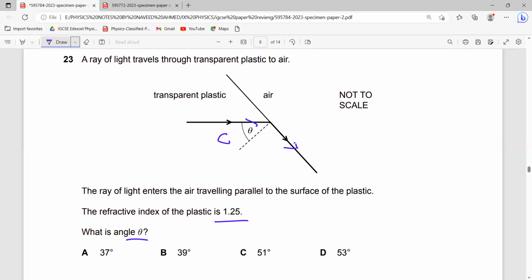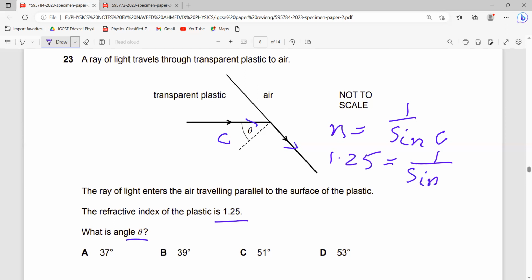And in case of critical angle, we use this formula for refractive index: 1 over sine C. Put in the values. Refractive index is 1.25, 1 over sine C.